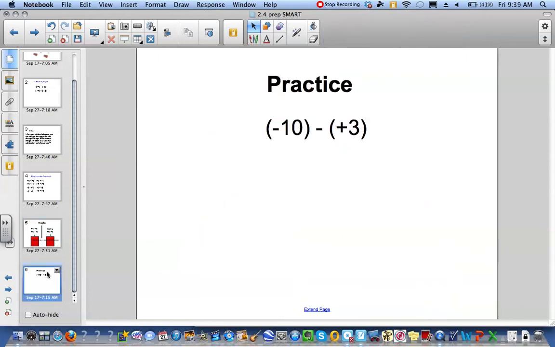So I want you to give it a shot. I want you to try this question for practice at home. Negative 10 minus positive 3. Just remember, change the operation, change the second sign.